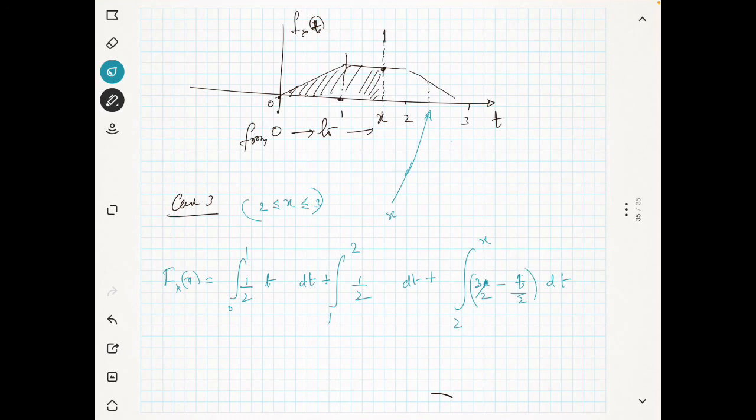Now for this, you will get the answer as 3 by 2 x minus x square by 4 minus 5 by 4. You will get it like this. This is the answer. So I hope this is clear to you.